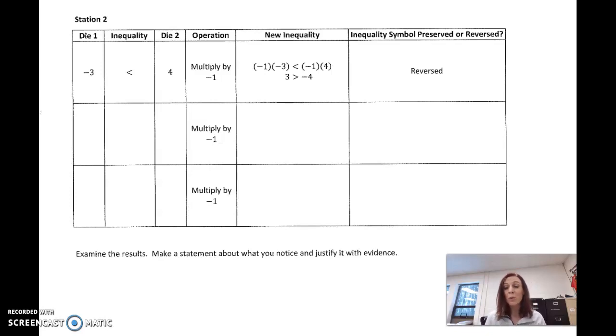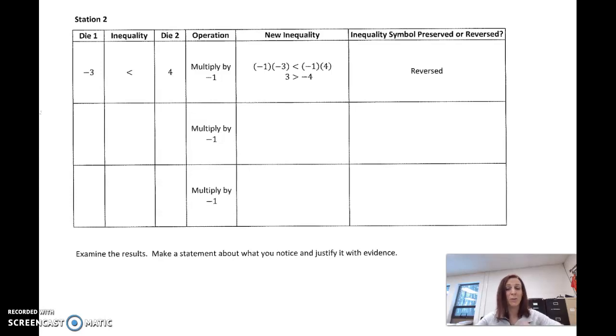Okay, so remember, we're trying to see that if we have inequality symbols, and we add, subtract, multiply, or divide each side, whatever you do to one side, you do to the other, that still holds true. Is our inequality symbol going to be preserved or reversed? So I'm going to go a little quicker. If you need to pause to write stuff down, feel free to do that.